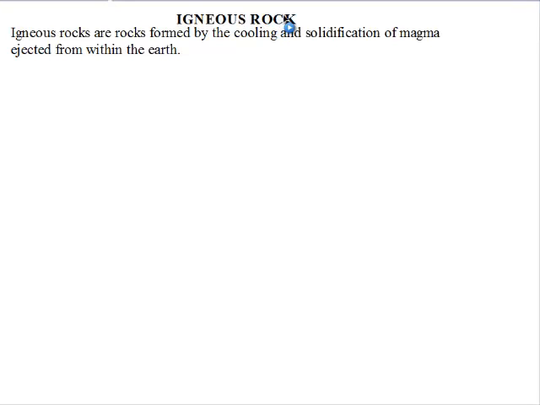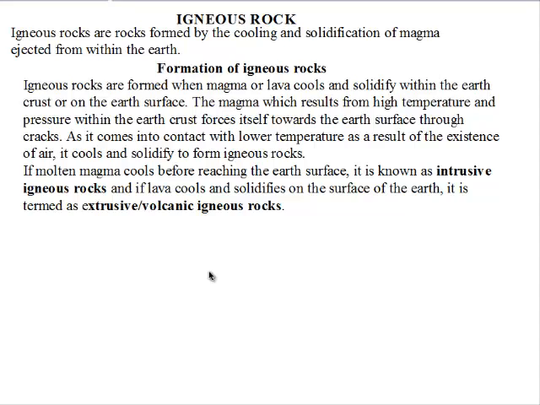When we talk about igneous rocks, they are rocks formed by the cooling and solidification of magma ejected from within the earth. Now we're going to look at the formation of igneous rocks. Igneous rocks are formed when magma or lava cools and solidifies within the earth crust or on the earth's surface.